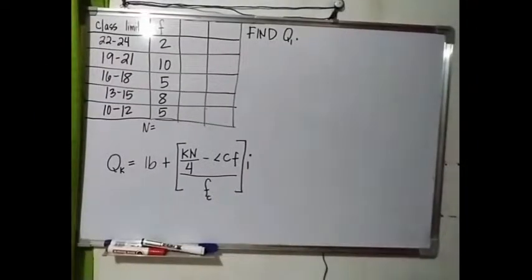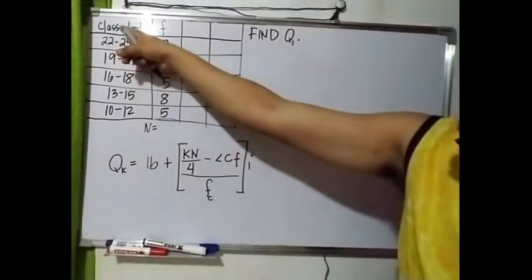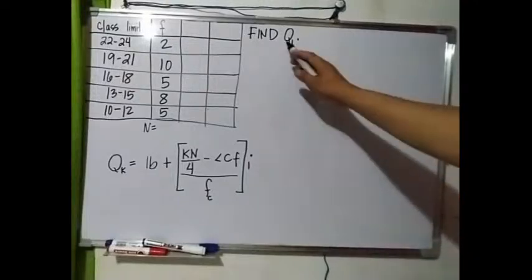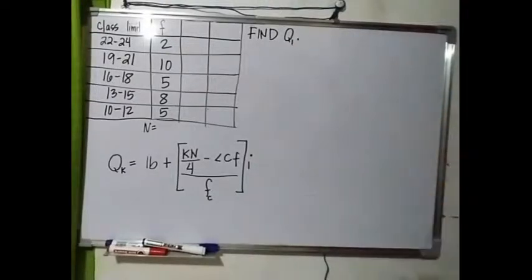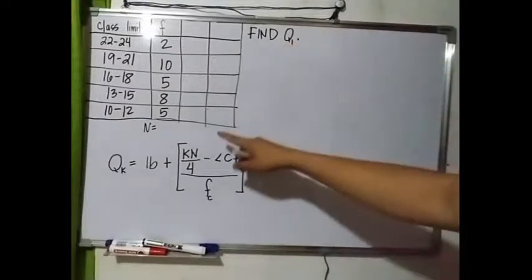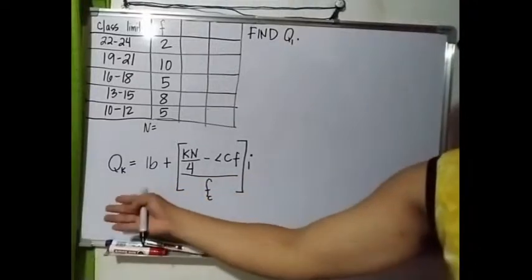Hello everyone, welcome to mathematics tutorial. So in this video we will find, or we will solve for the quartiles of the group data. So for example, if we have the data given, the class limits, ito yung class limits and the frequency, we will find quartile 1, or that is 25% of this data. So to find the quartile 1, or first quartile, we will use this formula.